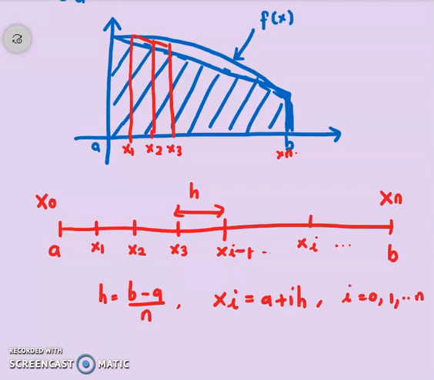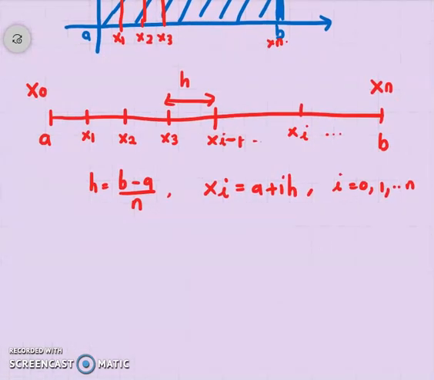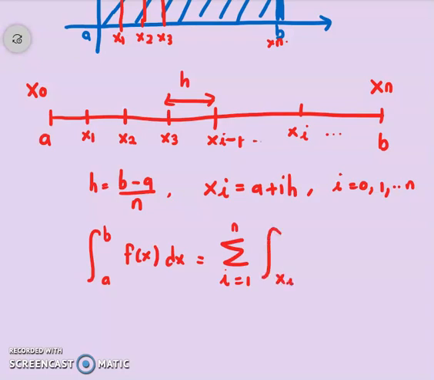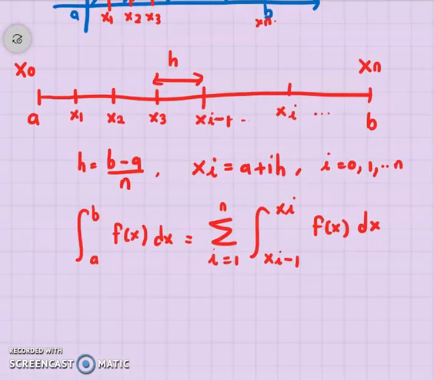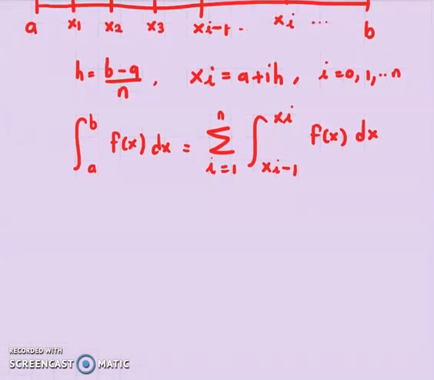In other words, my integration here becomes the summation, i from 1 to n, of the integral from xi minus 1 to xi of f(x) dx. By using these n intervals, you can get three methods. I'm not going to show the derivation here, just going to show you what the methods are.